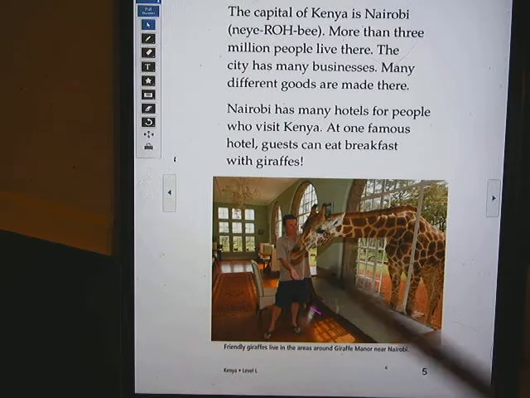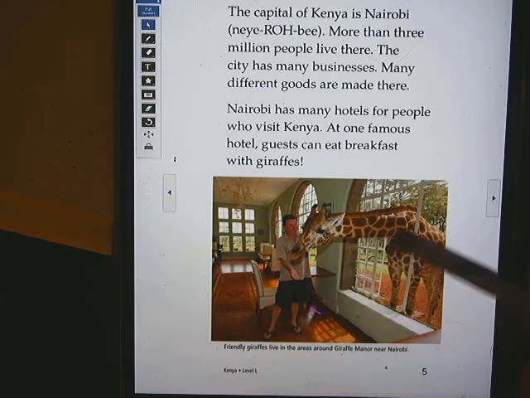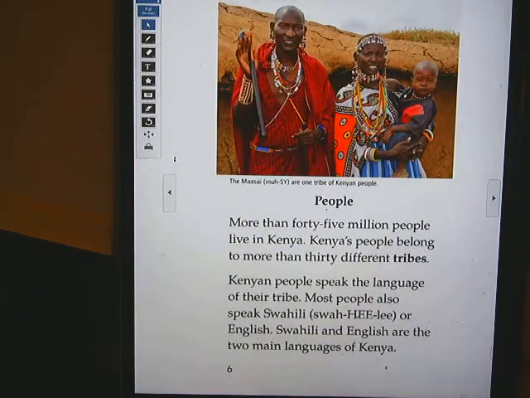So here's a guest of the hotel in their capital of Nairobi, and this guest gets to have the experience of feeding a giraffe. Friendly giraffes live in the areas around Giraffe Manor near Nairobi. So again, if you'd like to go to Kenya someday, you might want to stay in Nairobi, which is the capital. And the name of the hotel is the Giraffe Manor. So that is where you would have that experience of being able to feed the giraffes.